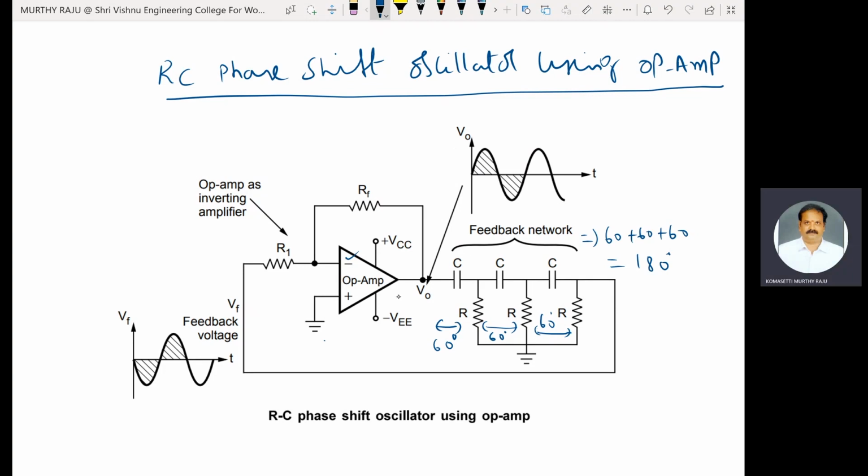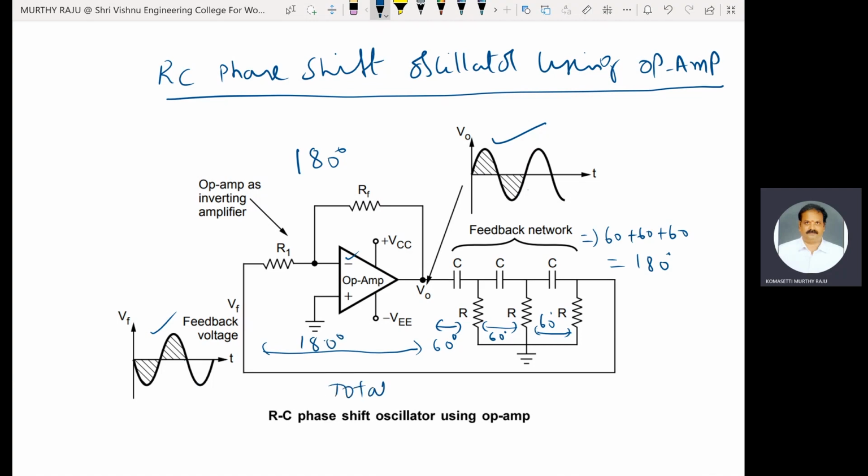Here the output of that inverting mode Opamp is applied to the feedback network. The output of the feedback network is applied to the inverting terminal of that Opamp, input to that Opamp. These two are 180 degrees phase shift from each other. Therefore, Opamp as an inverting amplifier introduces 180 degrees phase shift between this signal and this signal. Total phase shift introduced by this inverting mode operational amplifier is 180 degrees.